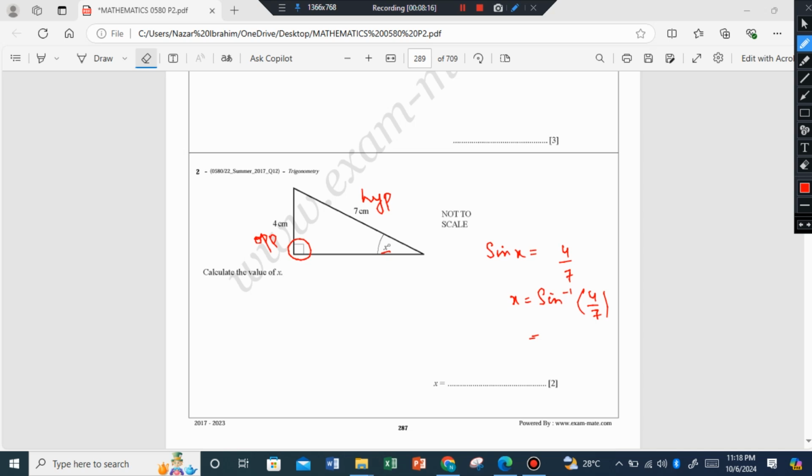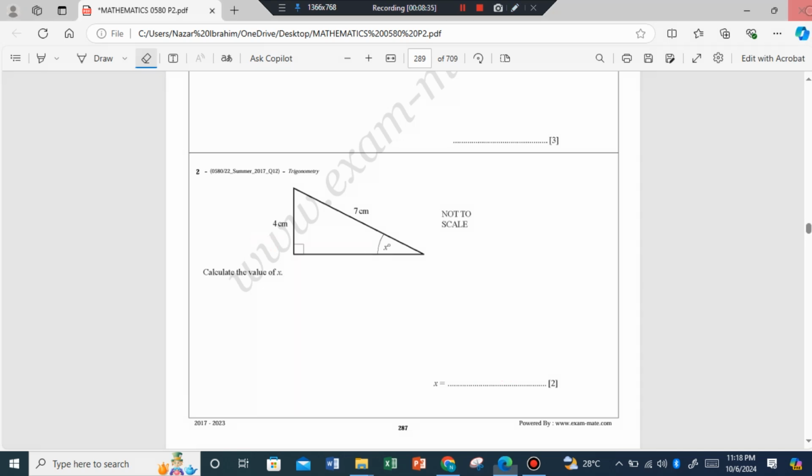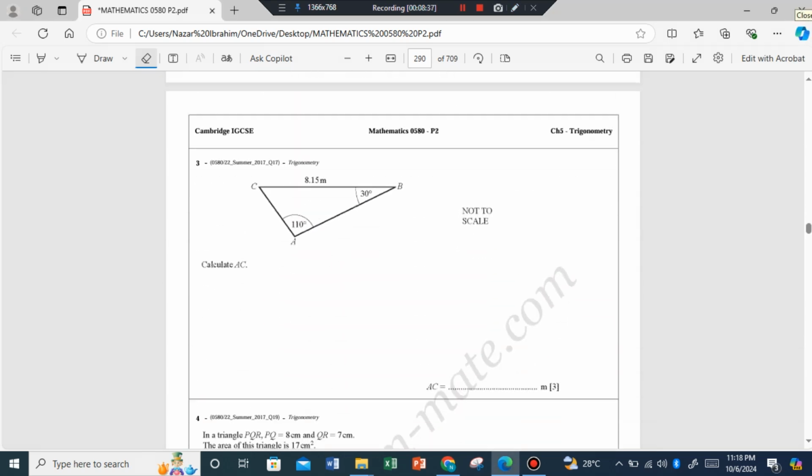34.849, so approximated to 34.85, right? So see how simple this is to take out an angle from a right angle triangle, right? Going to a third question.